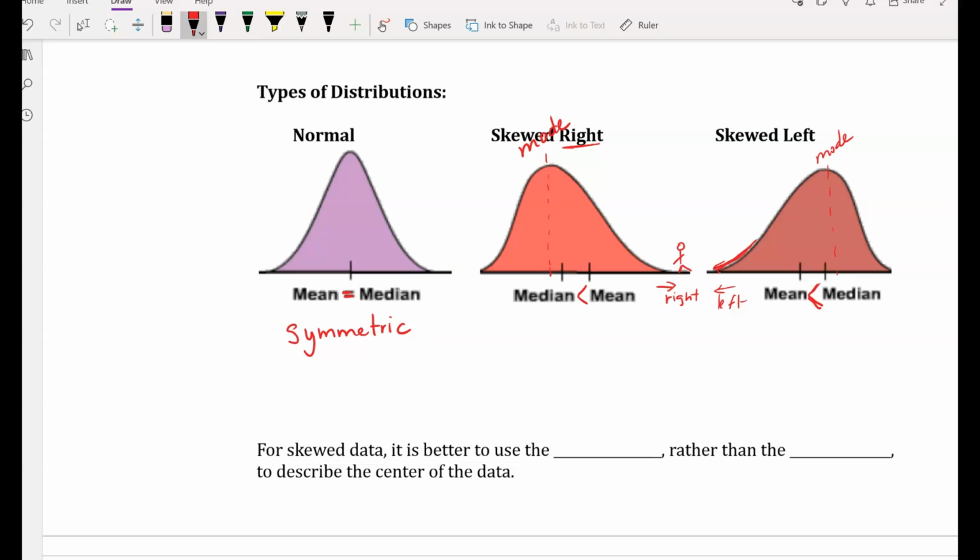These are the comparisons that we want to make in this lesson between mean and median. So for skewed data, either skewed right or skewed left, it's better to use the median rather than the mean to describe the center of the data, because the median doesn't move as far away from the center of the data when it's skewed.